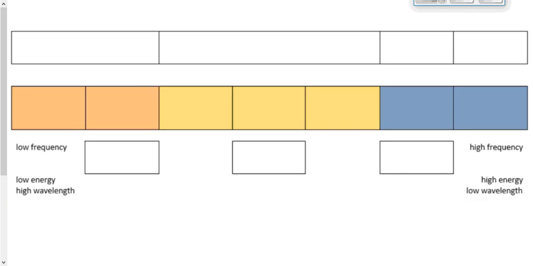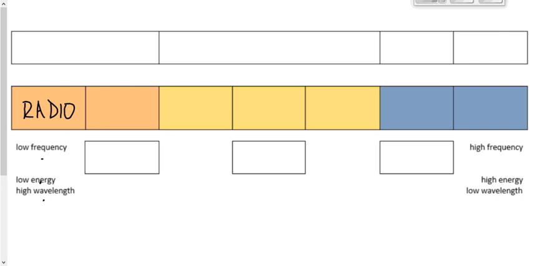Last page of notes for the day here. It's kind of a big one, but it's the last one. This is going to show for us the 7 types of EMR that you saw in the EMR song that we played at the beginning of class. What were they? What was the first type? Radio waves. If we're ranking these in terms of frequency, from low frequency to high frequency, which also corresponds to low energy to high energy, which also corresponds to high wavelength to low wavelength. Low frequency, low energy, high wavelength.